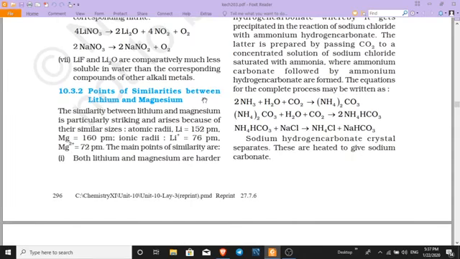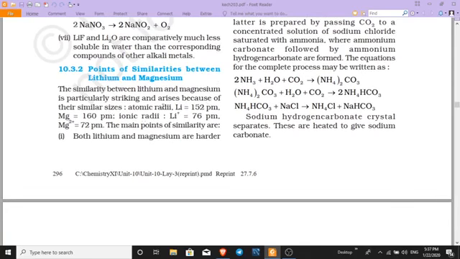Or we are explaining much better the diagonal relationship. The similarity between lithium and magnesium is particularly striking and arises because of their similar sizes, which means there is some similarity in the size of lithium and magnesium. The atomic radius of lithium is 152 picometer and of magnesium is 160 picometer. So you can see it's very close.